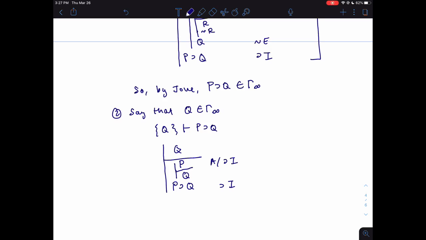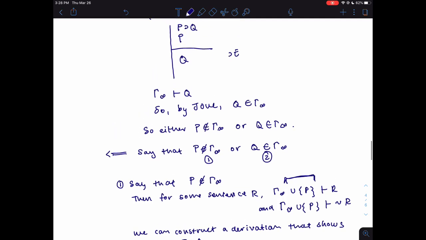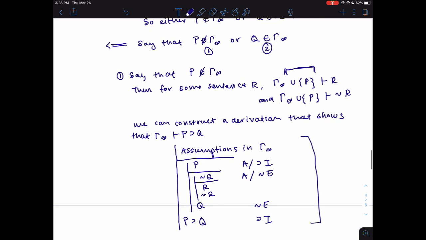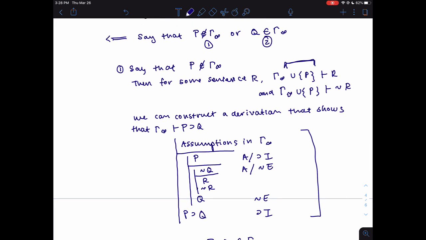So because Q is a member of gamma infinity, the set containing Q is a subset of gamma infinity. So that means that gamma infinity must allow you to derive if P then Q. So by JOVE, if P then Q is a member of gamma infinity. Okay, so that completes the first step of, oh wait, no, that's it. We're done. This was the second part of the biconditional. Okay, so that completes the proof for the material conditional case of the regularity lemma.